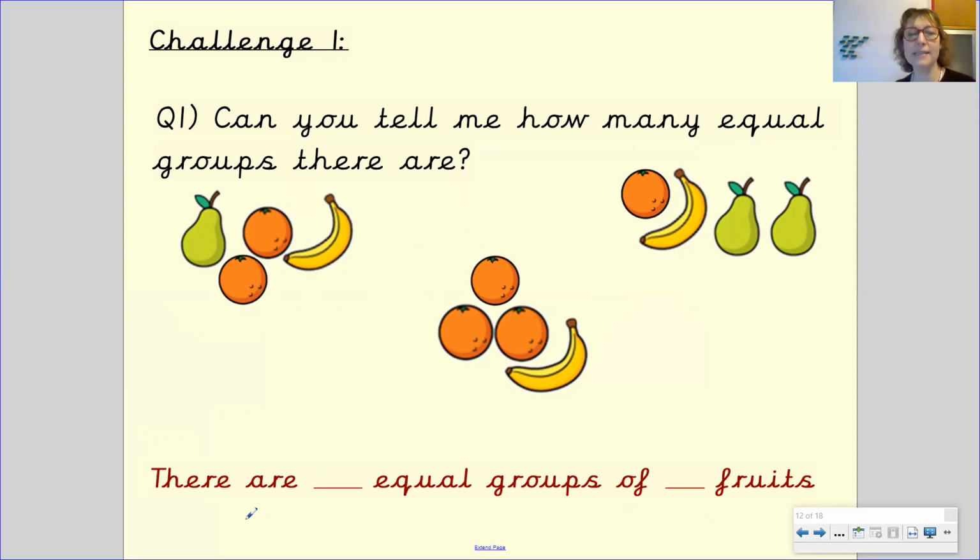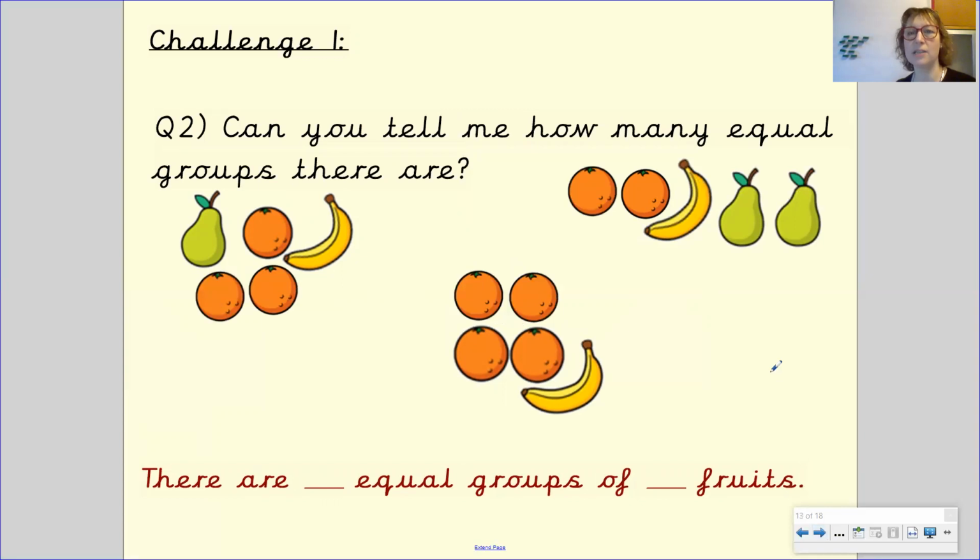So you can either write it and copy the stem sentence at the bottom of the screen, pause the video and copy that, or you can just say it. And that's the first part of challenge 1. There is another part to challenge 1. And what have we got here? So again, can you just say or write the stem sentence that goes with that picture there? And I'm not going to help you with that one.